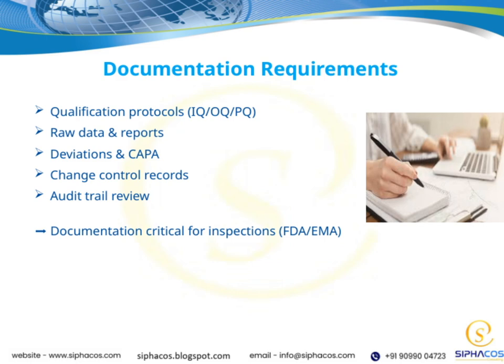When something doesn't go as planned, documenting deviations and the corrective and preventive actions taken helps us identify root causes and improve our processes. Change control records are equally important. They show how and why modifications are made, ensuring we maintain compliance and quality throughout changes. And finally, an audit trail review is vital. It provides a detailed history of all activities, showing who did what and when, which is crucial for transparency and accountability.